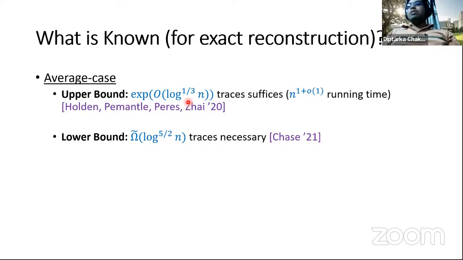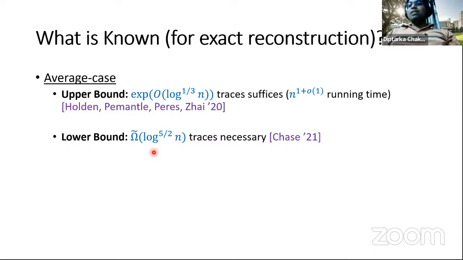And the running time is almost linear, n to the 1 plus little o of 1. On the other hand, the lower bound is log to the 5/2. This many traces are always necessary. And now you can see that there is a huge gap between the upper and lower bound, and it is an interesting open problem to close this gap. But I will not go into that direction.